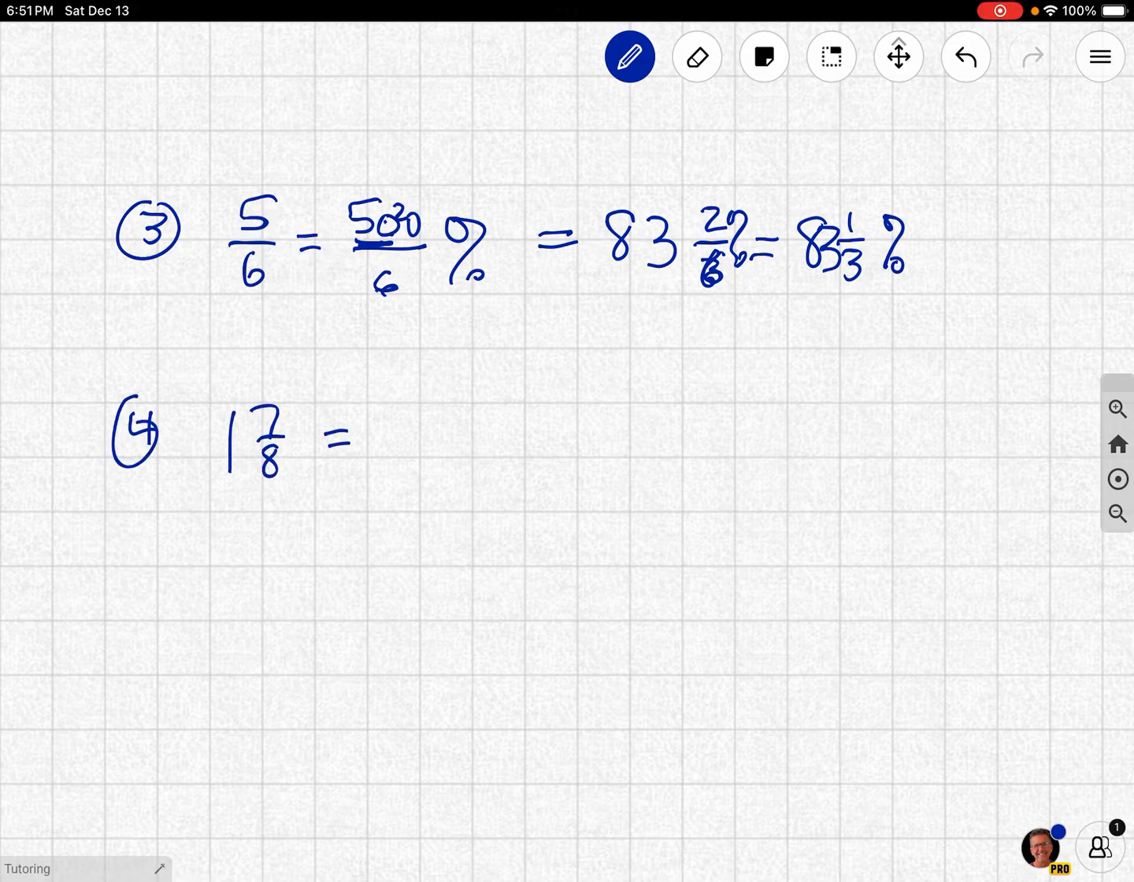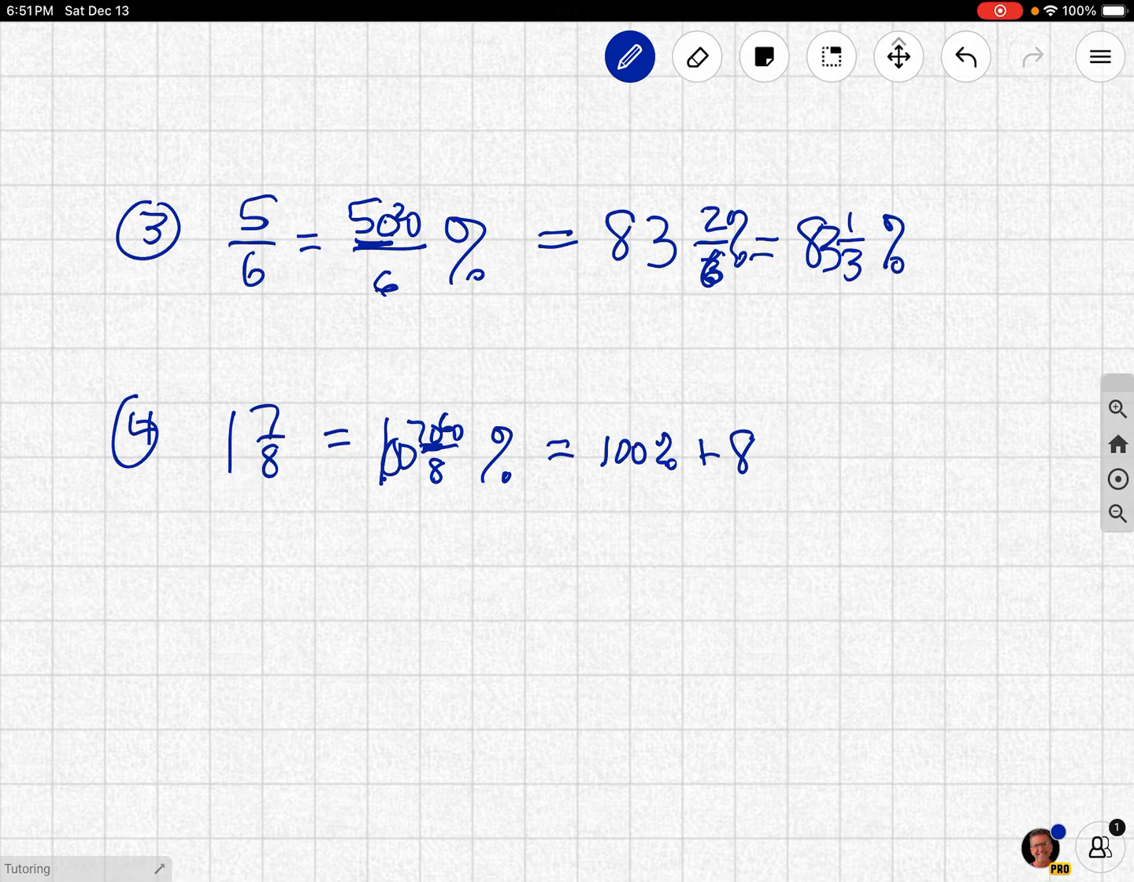And so I'm going to say that's equal to 1 and 7/8%. Actually, it's not 1%. It's 100% and 7/8%. 100% and 7/8%. So that's equal to 100% plus 8 going into 70. 8 times 8 is 64. That's a leftover of 6, right? 8 times 8, 64. 70 minus 64 is 6.